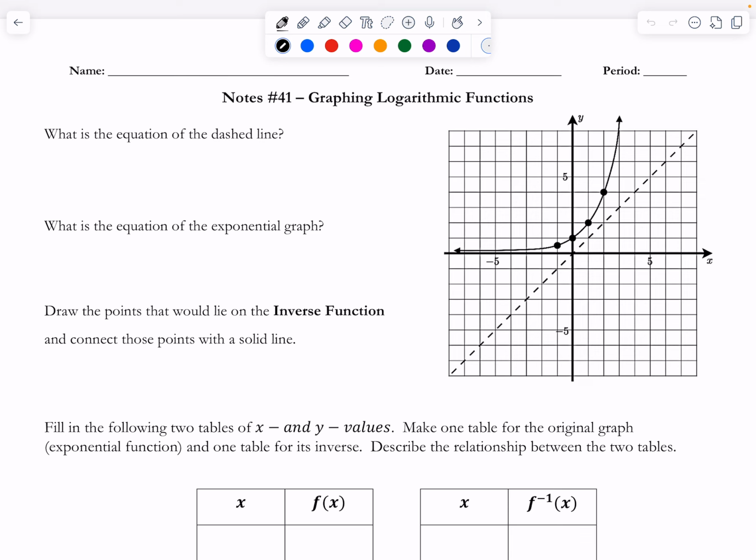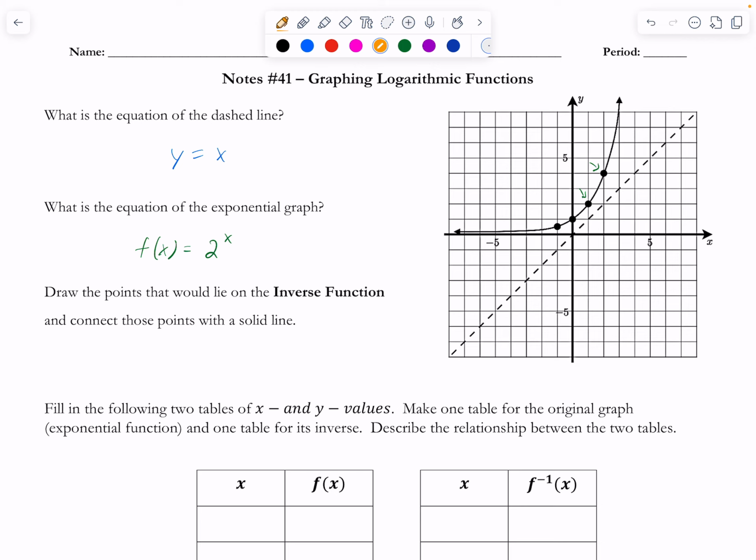Okay, so the equation for this dashed line, hopefully you remember from the end of last unit, is y equals x. The equation of this exponential curve here, if I look at this point here, I have (1, 2) and (2, 4). So that's going to be equal to 2 to the power of x. And now we're going to do the inverse of these points. When you do the inverse, you switch the x and y's. So (1, 2) becomes (2, 1), and (2, 4) becomes (4, 2).